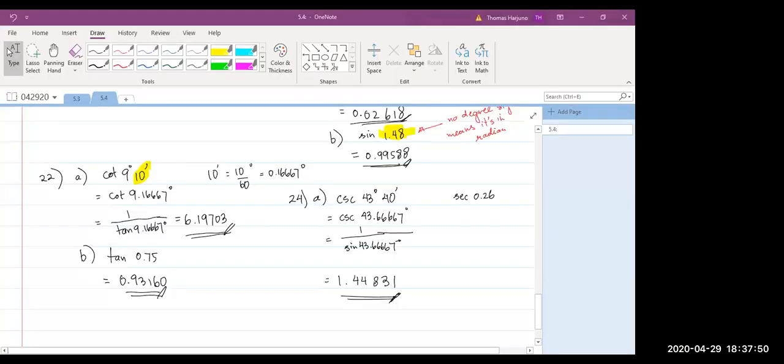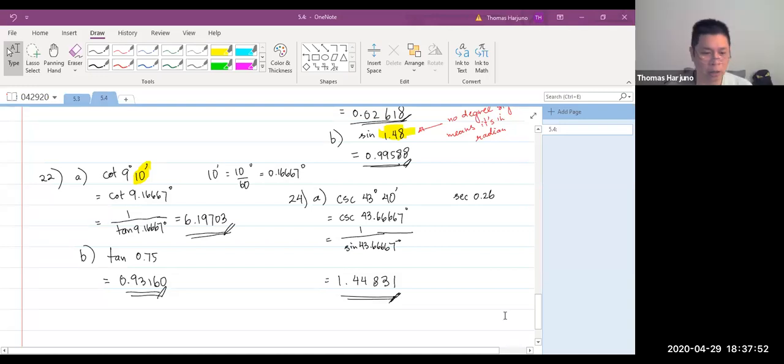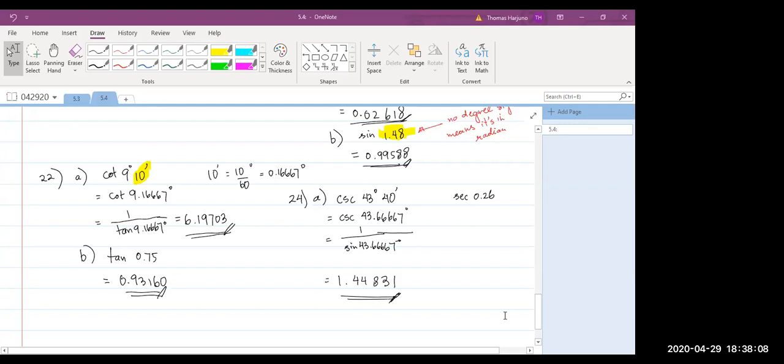So if you happen to have an extra calculator, you may consider using those two calculators. Just make sure that you write clearly on that calculator, this is the calculator for degree, the other calculator is for radian, like that. That's something I think you can benefit from.